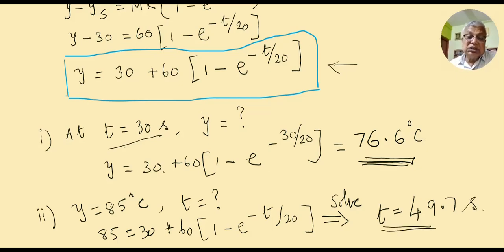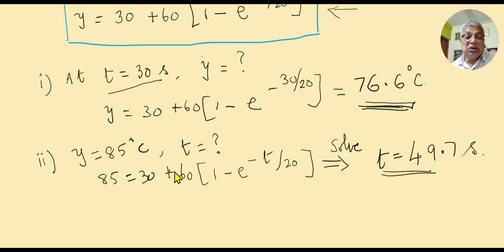So the first question was, what will be the thermometer reading at 30 seconds? The answer is 76.6. That is, 30 seconds after you put the thermometer in the liquid bath, the reading is only 76.6, and not the bath temperature, which is 90. The next question, how long will it take for the thermometer to read 85 degrees centigrade? It will take 49.7 seconds after the disturbance is given.